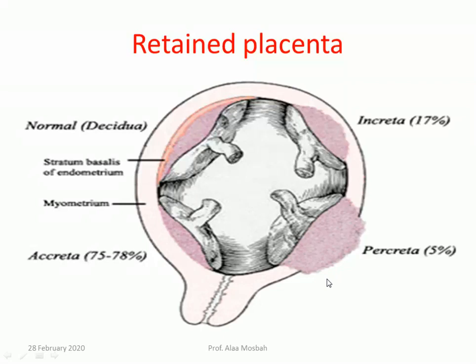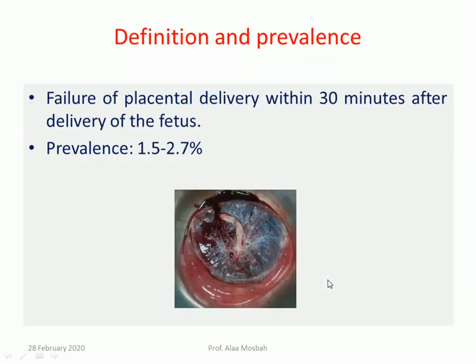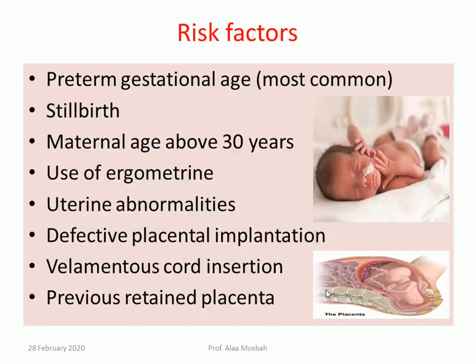What about the retained placenta? It is a failure of placental delivery within 30 minutes after delivery of the fetus. Its prevalence is about 1.5 to 2.7%. The risk factors include preterm gestational age, which is the most common risk factor, stillbirth, maternal age above 30 years, use of ergometrine, uterine abnormalities, defective placental implantation, filamentous cord insertion, and previous retained placenta.